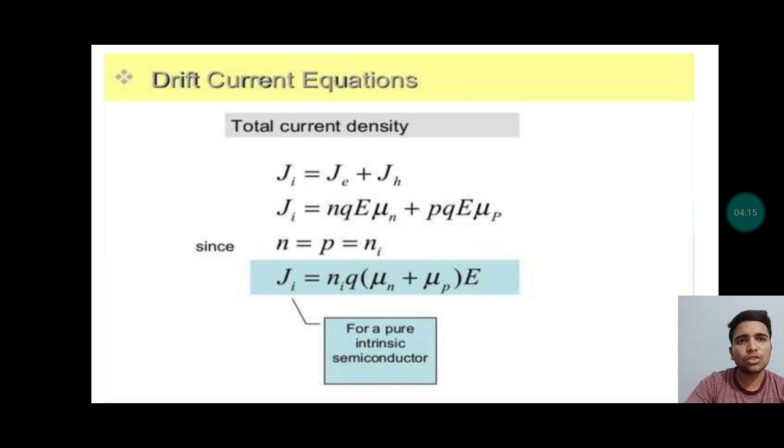Drift current equation, total current density J, here J equals Jn plus Jp, that is n Q E mu N plus p Q E mu P. Since n equals p equals n, the current is n Q into mu N plus mu P into E. Here J is for a pure intrinsic semiconductor.